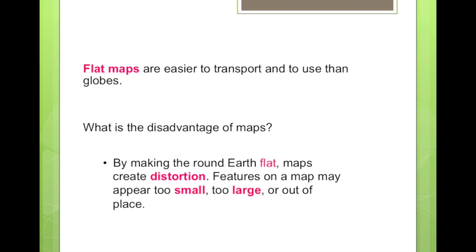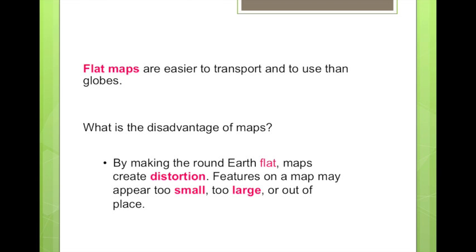So what is the disadvantage of a map? The disadvantage of the map is that by taking the Earth that is round and making it flat, you take the images that are on that round globe and you make it so that they are distorted. The features come out as being too small, too large, or simply out of place.